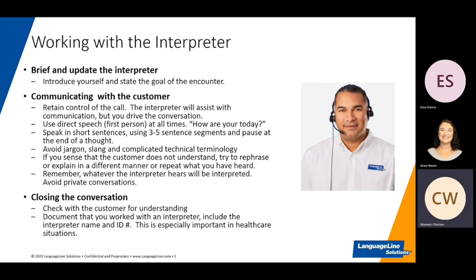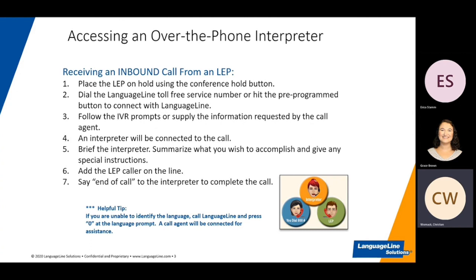Now, the next couple slides just go through that process again of how do we connect to an interpreter? How do we bridge those lines together? I know everybody's working in different contexts these days. So for those who are working on more of a standard office multi-line phone, just as we talked about earlier, if you receive that call from a family member on line 1, you connect to an interpreter on line 2, and then conference those calls together.